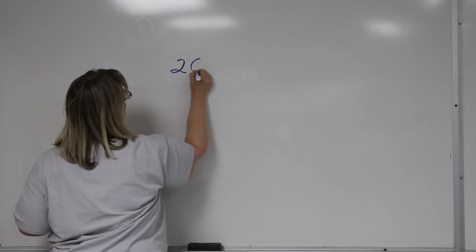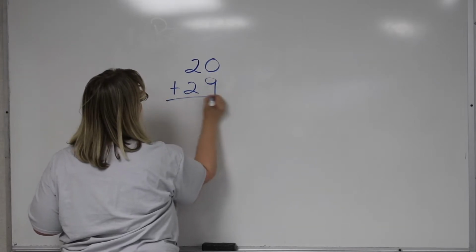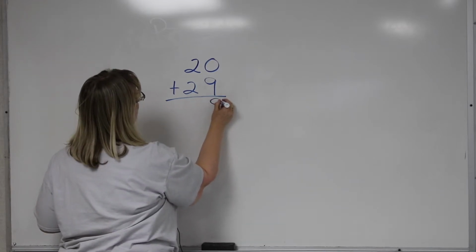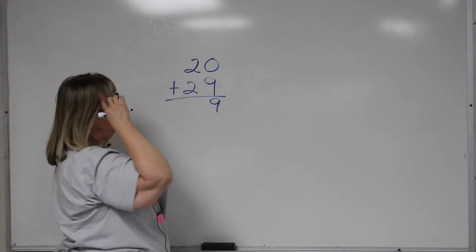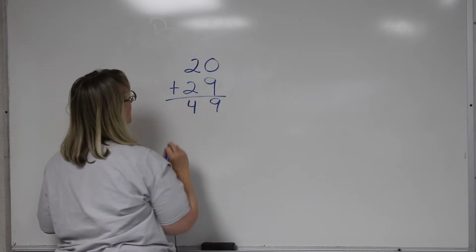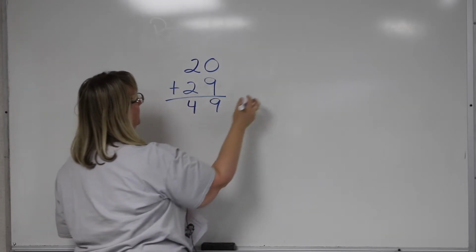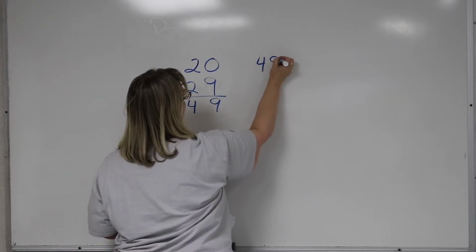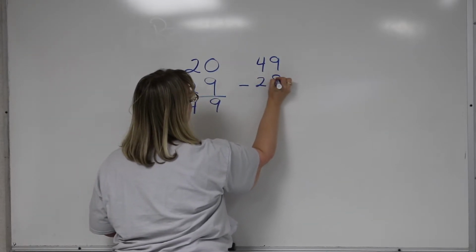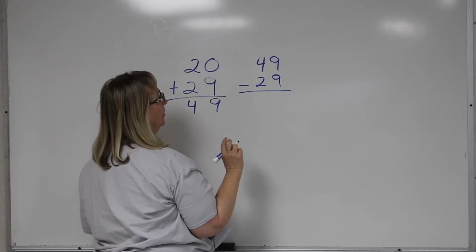How about this? We're going to add first. So 0 plus 9 is 9. 2 plus 2, 2, 3, 4 is 4. And how do we check ourselves? We take our sum and we subtract the bottom number. And if the difference is the top, then we know we're right.